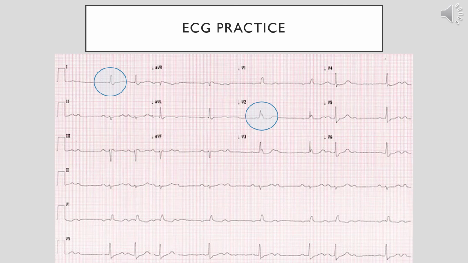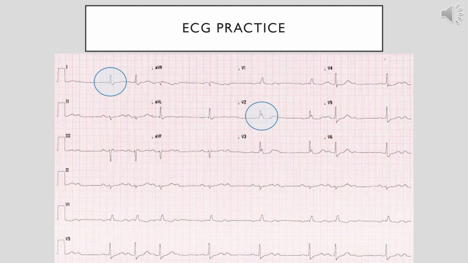You can see how there's P's, but some of the P's do not have a QRS complex behind it. So we are dealing with some sort of heart block issue here, okay? And we know it's not first degree because with first degree there would at least be a QRS with all of them. So we're looking at a second or third degree block.